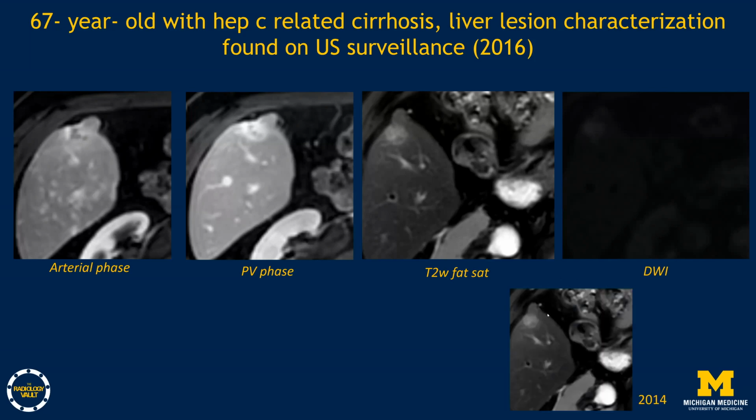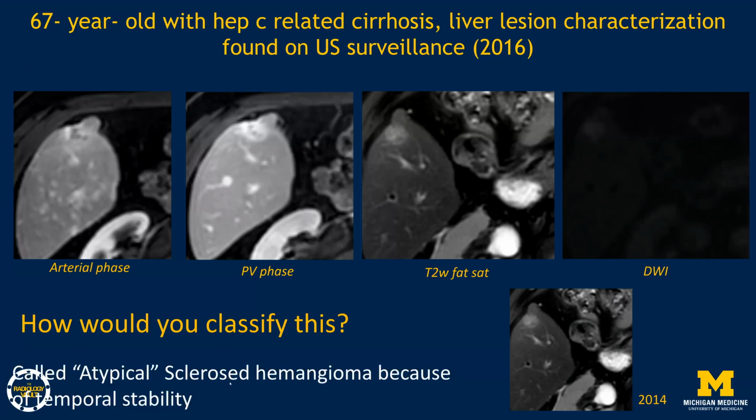You can see that we had an MRI from 2014 where this observation showed similar signal characteristics on T2 weighted sequence. Based on this temporal stability, this was classified as atypical sclerosed hemangioma, even though the initial observation did not have the classic T2 light bulb bright sign, but just based on this 2 years of stability, it went down this road. Now, this patient still underwent surveillance imaging because of the history of underlying cirrhosis.